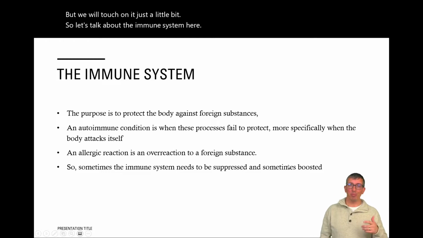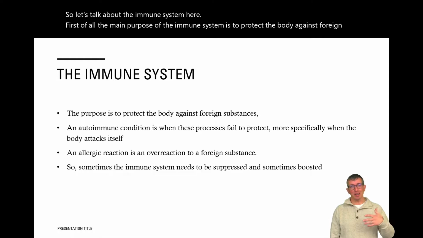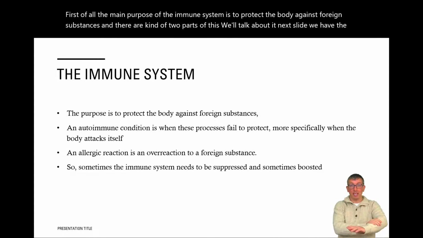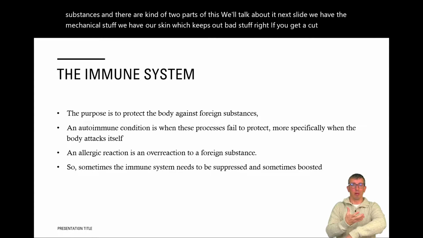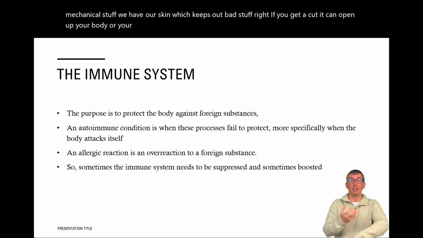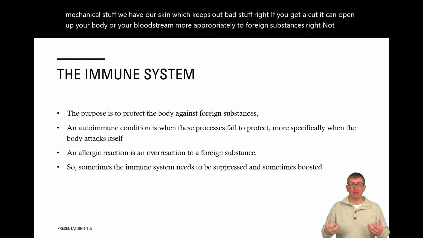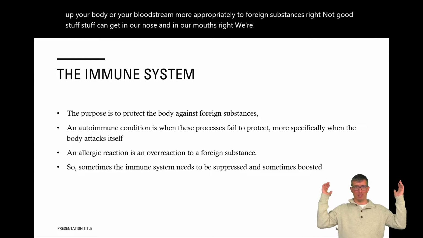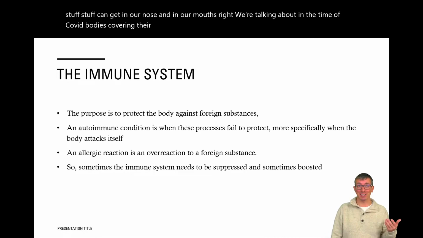First of all, the main purpose of the immune system is to protect the body against foreign substances. And there are two parts of this. We'll talk about it next slide. We have the mechanical stuff. We have our skin, which keeps out bad stuff, right? If you get a cut, it can open up your body, or your bloodstream more appropriately, to foreign substances, right? Like not good stuff. Stuff can get in our nose and in our mouths, right? In the time of COVID, everybody's covering their mouth to keep the bad stuff out, right?